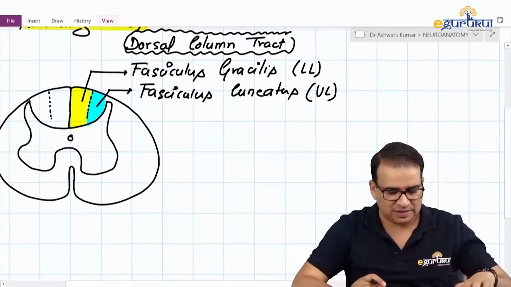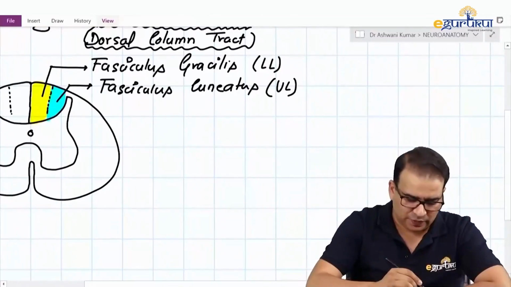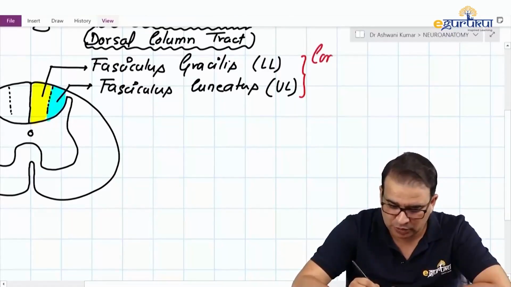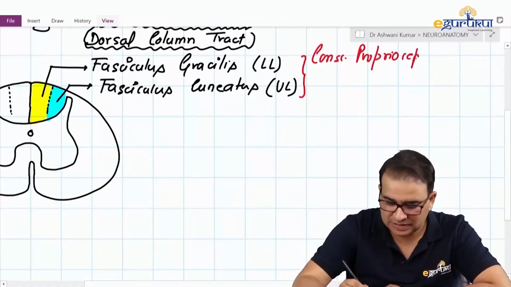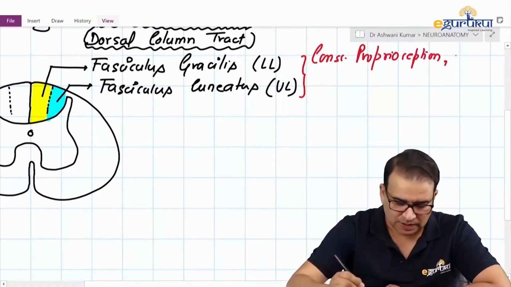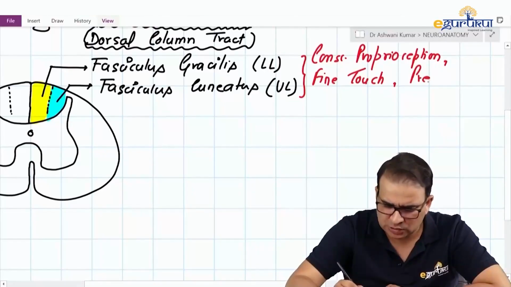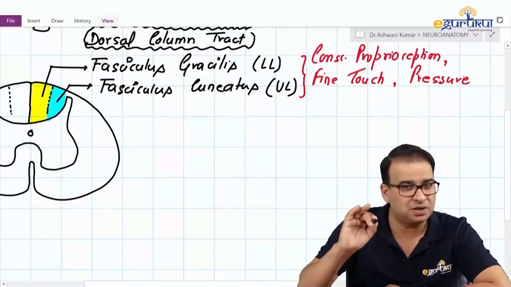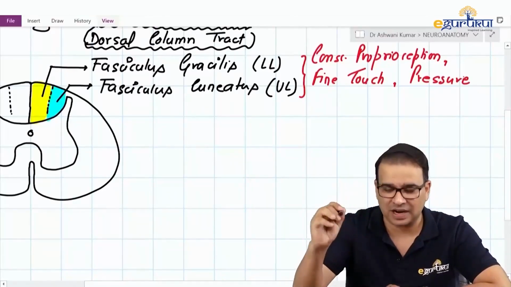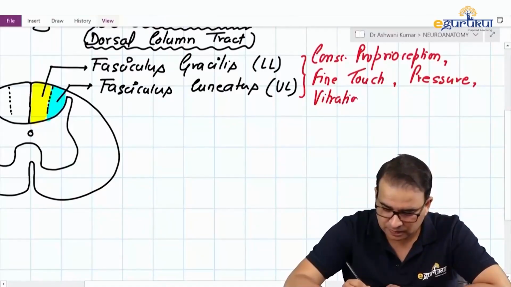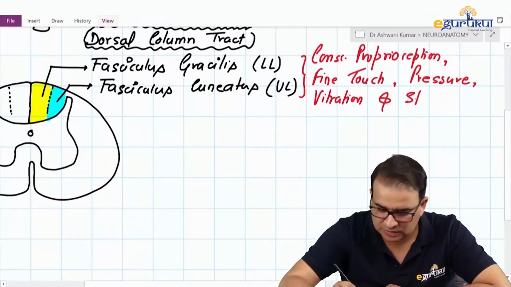What exactly is the function of this tract? This dorsal column tract, whether it is coming from upper limb or lower limb, is carrying, number one, conscious proprioception. Conscious, guys, it's conscious proprioception. Then we have fibers of fine touch. To an extent, pressure also, although this is not the major tract for pressure, but yes, pressure does go through this tract also. Vibration for sure, and stereognosis.